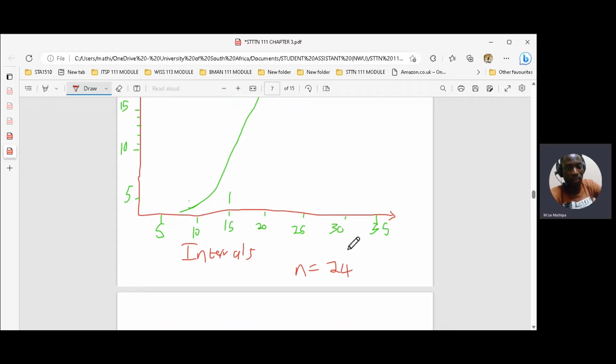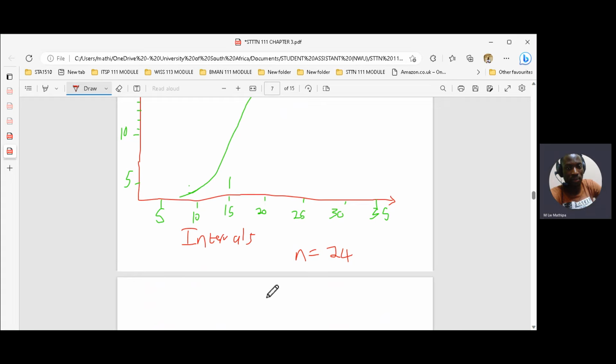But if they don't give you a graph, they give you that table, and they say calculate the median, first quartile, and also the third quartile, then it means that you have to draw this cumulative frequency polygon graph. Then let's calculate the median. The median is equal to what?